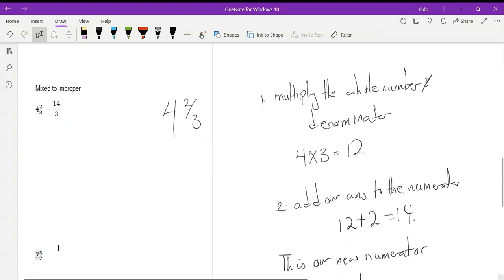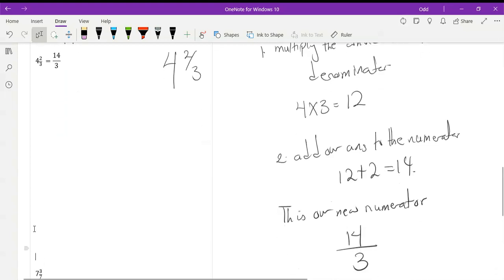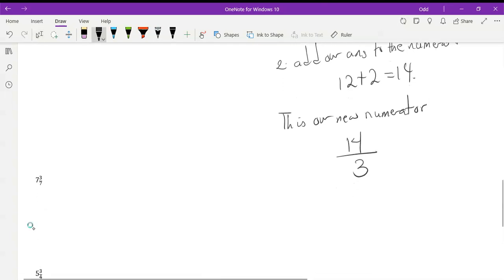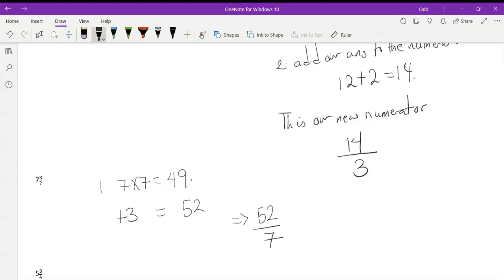Okay, let's try the next one. We have 7 whole number 3 over 7. So again, we multiply the denominator and the whole number. That's going to be 7 times 7, which is 49. And then we add the numerator. So 49 plus 3 will be 52. So if we convert this to an improper fraction, we have 52 over 7. So I can just write this here, 52 over 7.